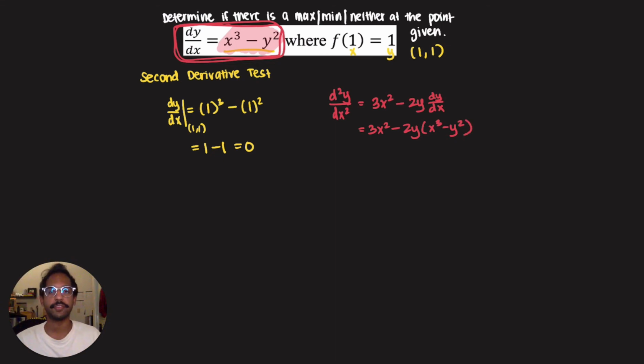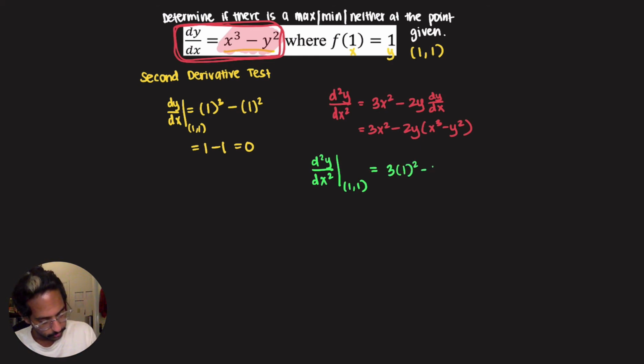And then our next step is we need to figure out what's happening at that derivative, at a specific point. So we want to look at it at (1, 1). What's happening at (1, 1)? So we're going to plug in our values: 3 times 1 squared minus 2 times 1 times 1 cubed minus 1 squared. All right, so I know that this right here, 1 cubed minus 1 squared, is going to give us 0. 0 times anything will be 0, so all of that will become 0. So this just equals 3 times 1, which is 3.